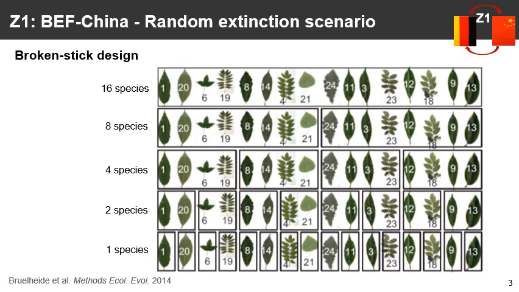First of all, we have one random extinction scenario design, and this follows the broken stick design. You have here the 16 tree species, and they are a long stick, and when you break the stick here in the middle, you have 8 left, and you break the stick again, then you have 4, you break it again, you have 2 species mixtures, and then you break it again, and you have monocultures. And with this design, we have all different tree species in all of these mixtures.